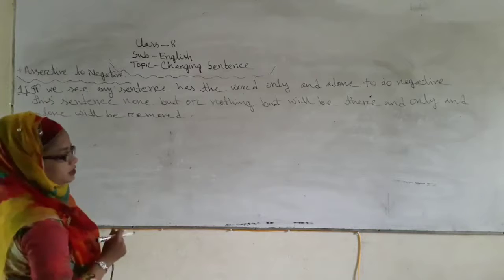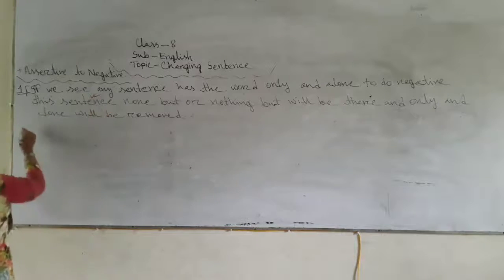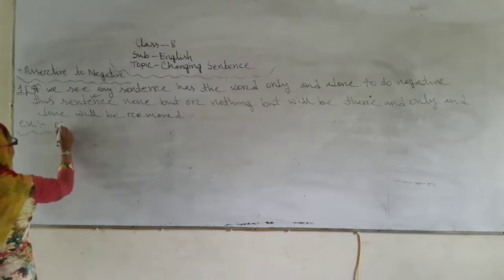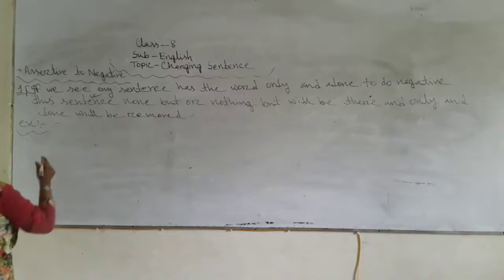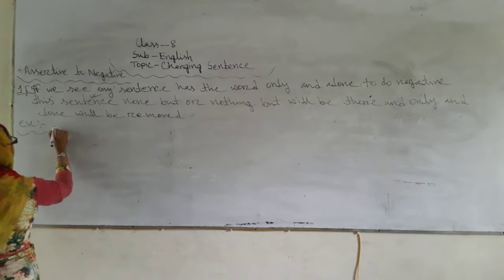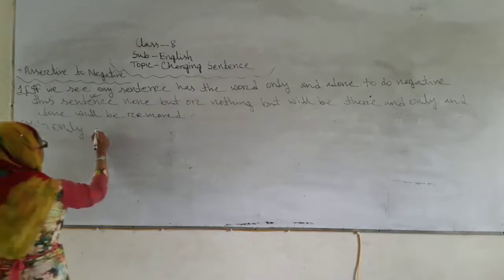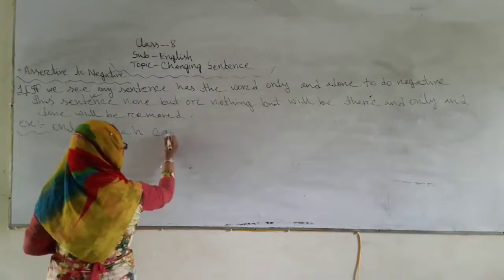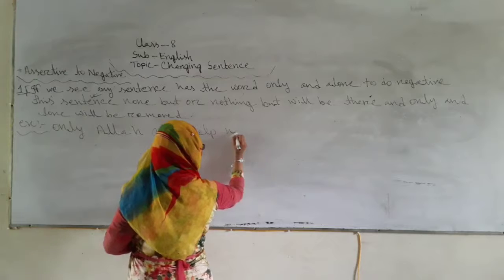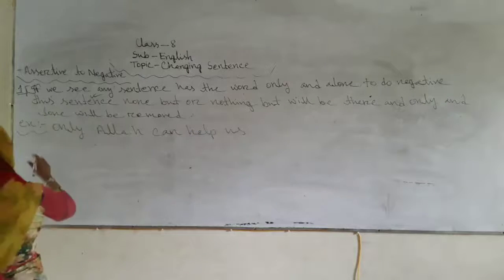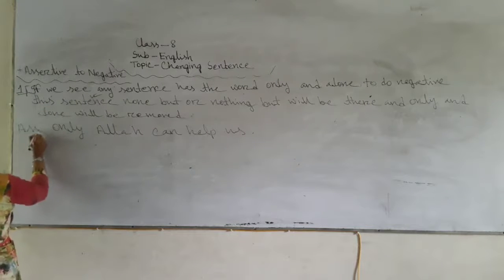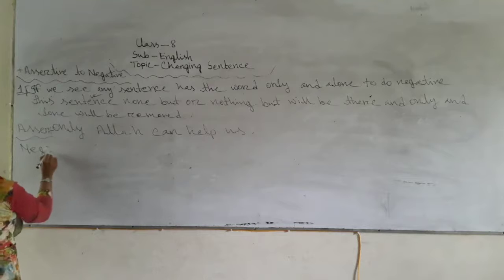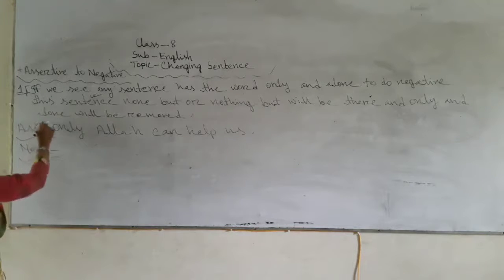Okay, dear student, now I am giving its example. Try to understand by these rules how I am changing it. Example: Only Allah can help us. This is an assertive sentence, dear student. Now I am doing its negative. See how I am changing it from assertive to negative.